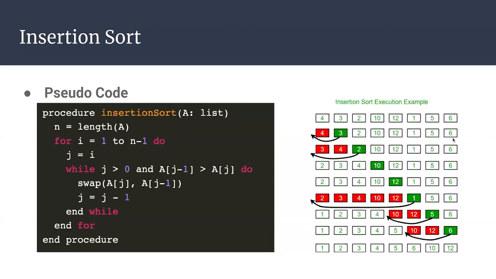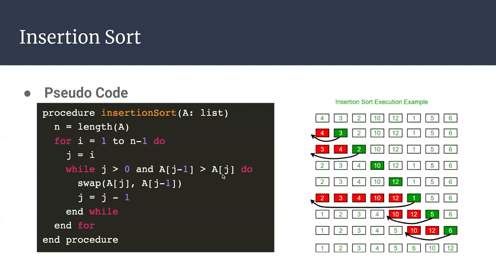Now j will decrement. Now the value of j will become 0. So you'll say j is greater than 0, which is false. So this while loop will end. Now in the for loop, i will become 2. So you will be taking the second element. So j is also 2. Array of j minus 1 is compared with array of j.